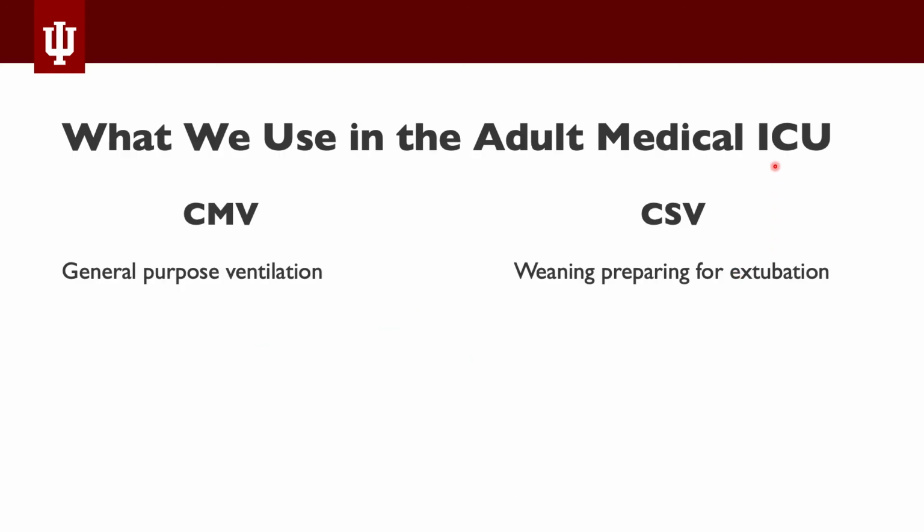In the adult medical ICU, we generally use continuous mandatory ventilation, especially that volume control, that adaptive volume control that I was telling you about before, for most of our general purpose ventilation. For weaning, we tend to use spontaneous modes to see how the patient does on their own before extubating them.